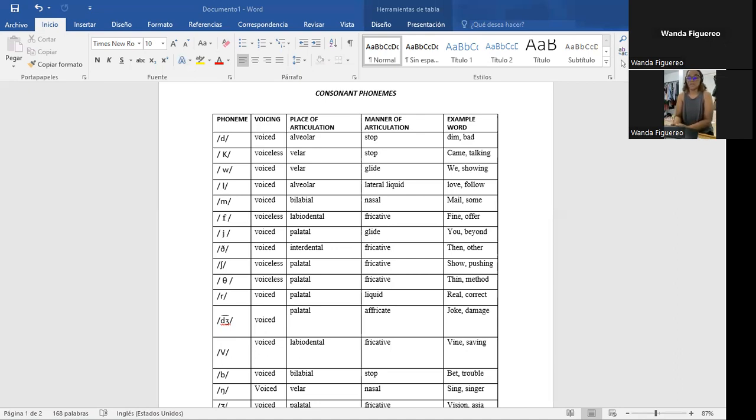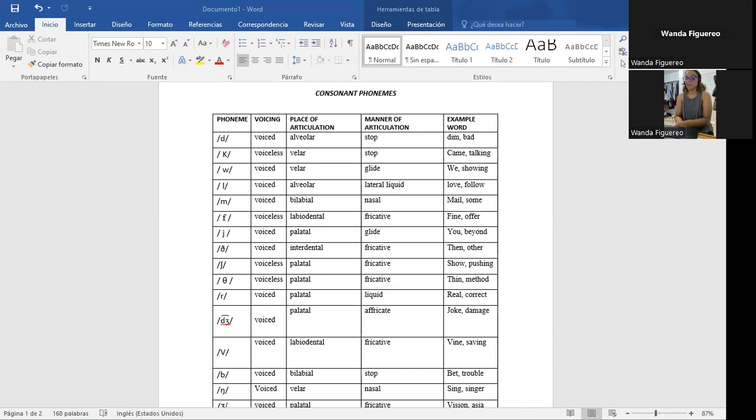We also have labiodental sounds that happen when the lower lip gets in contact with the upper teeth. We also have interdental sounds that happen when the tongue gets in contact with the upper teeth. We have alveolar sounds that happen when the tongue gets in contact with the alveolar ridge.